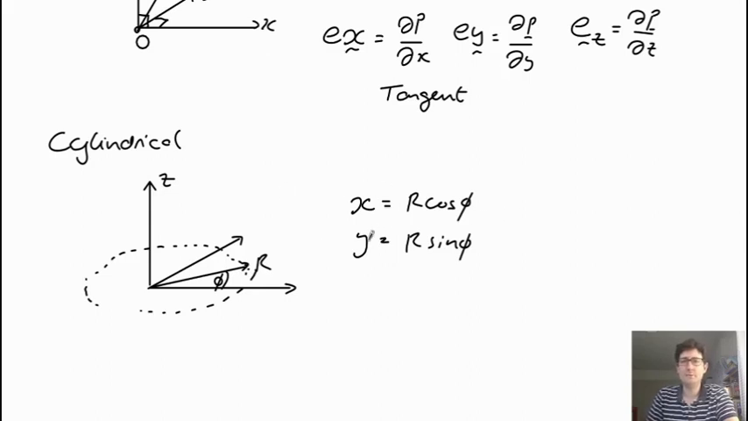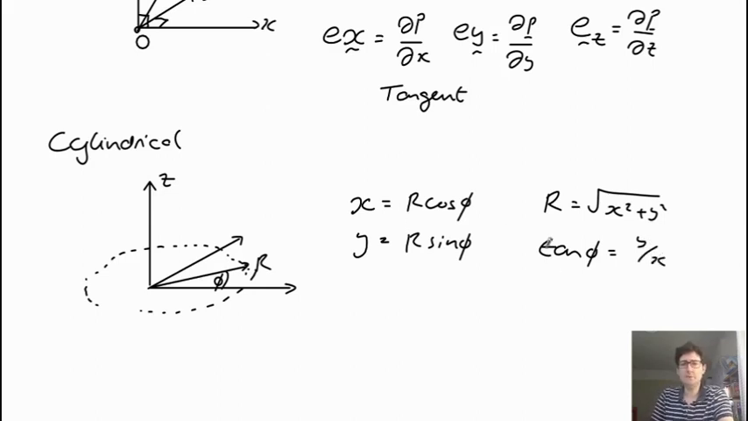And then we can, of course, invert this, so we can work out what r and phi are from x and y. We can just say that r is the square root of x squared plus y squared, and tan phi is just y over x. And these are useful for transforming between Cartesian and cylindrical coordinates.